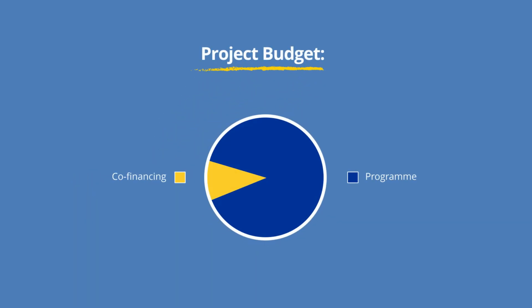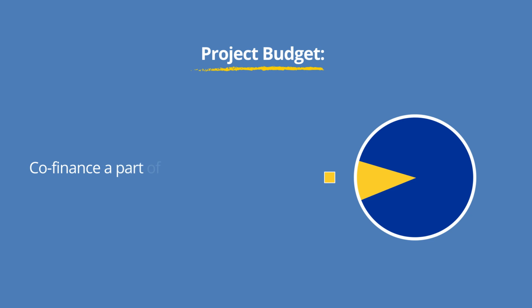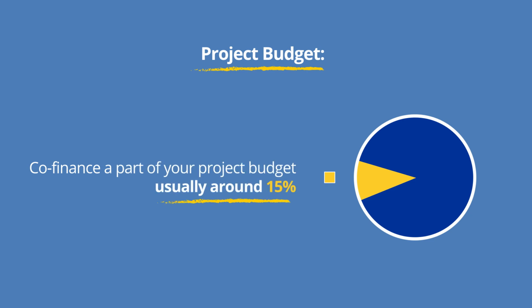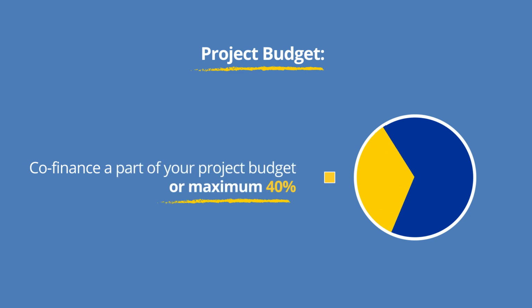Co-financing and finalizing the budget. Before you go, I want to mention something important. If your project is approved, a large portion of the funding will be provided by the program. However, based on program rules, you will most likely need to co-finance a part of your project budget, usually around 15%. This amount can be increased to a maximum of 40% of the total eligible costs of the action.